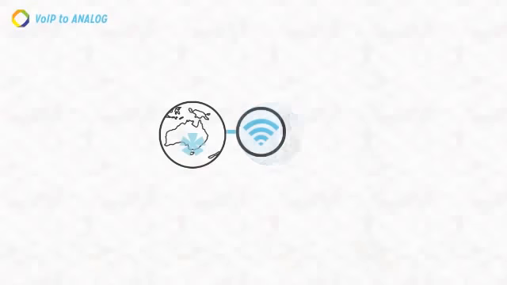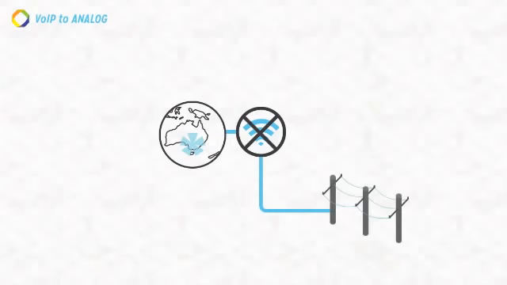Instead of the call traveling from the Fathom Voice data center over local internet lines, it would drop down to the nearest public switched telephone network, also known as PSTN, and travel over telephone lines as an analog call.